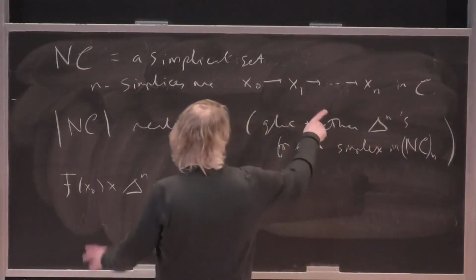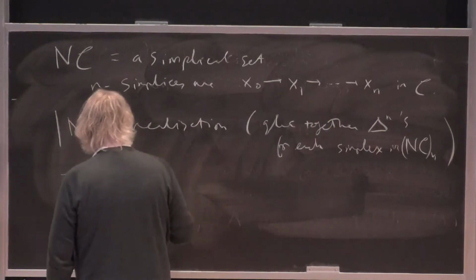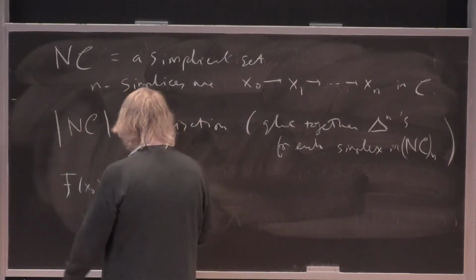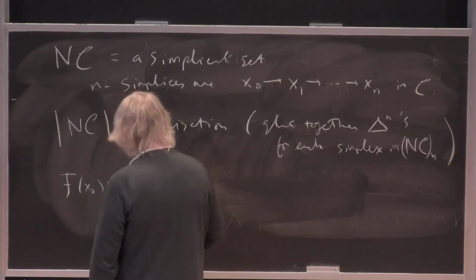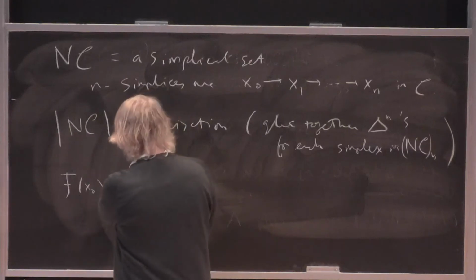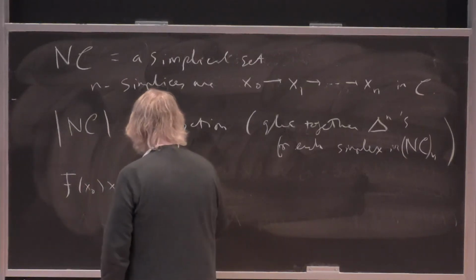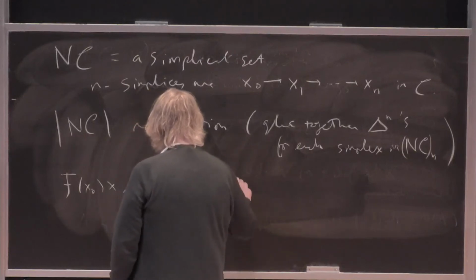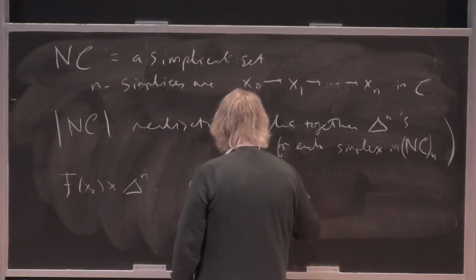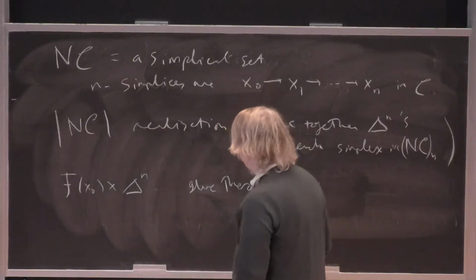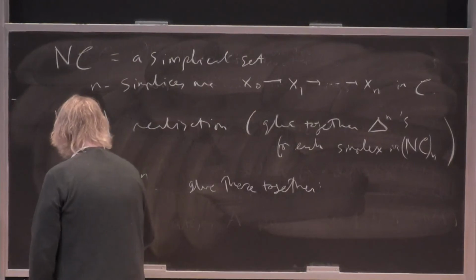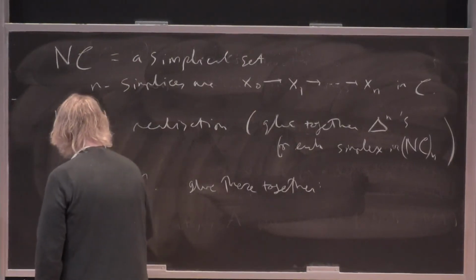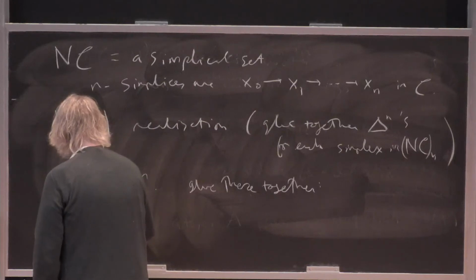So maybe it should be either x0 or xn, depending. I think it's x0 in this case. So these are spaces. This is the simplex, and this is the simplex, okay? So these are spaces which are homotopy equivalent to just f of x0. So then we can glue these together, and we're going to get some kind of space. Let's call it some kind of realization. We'll get some space.